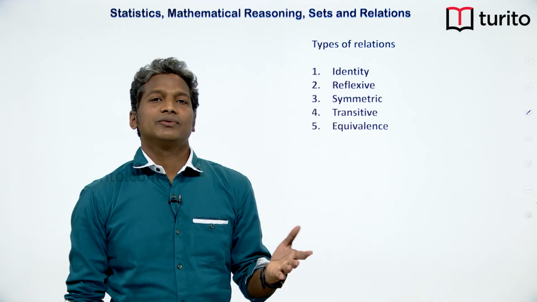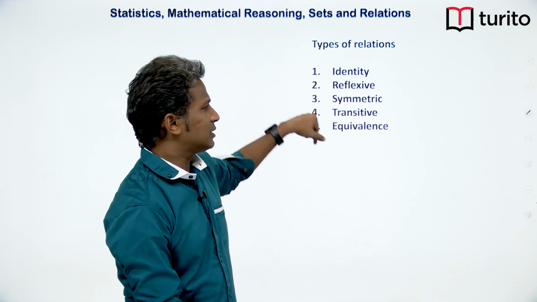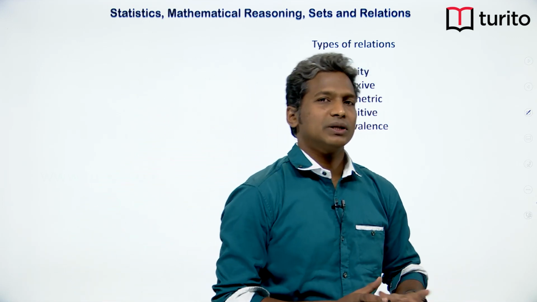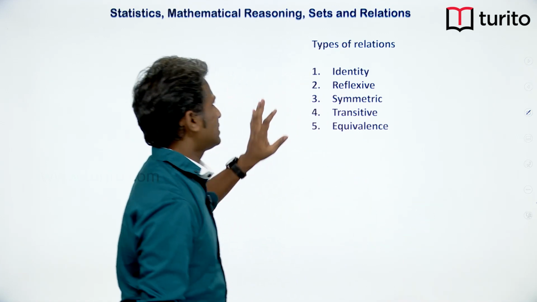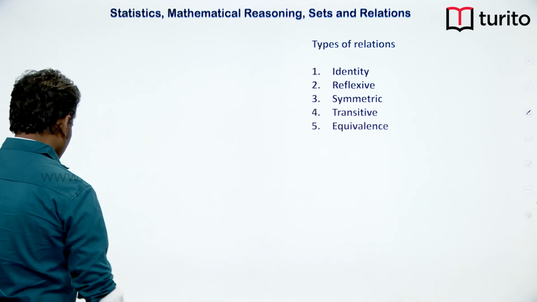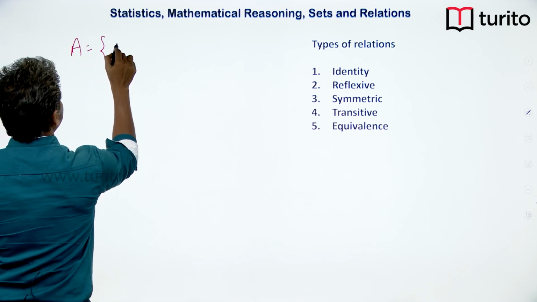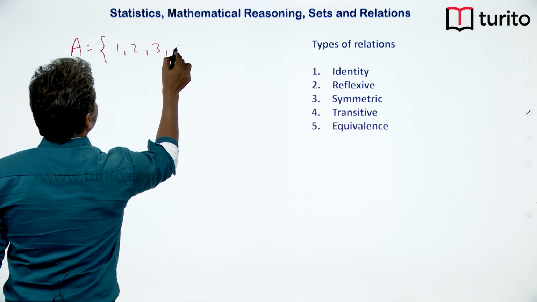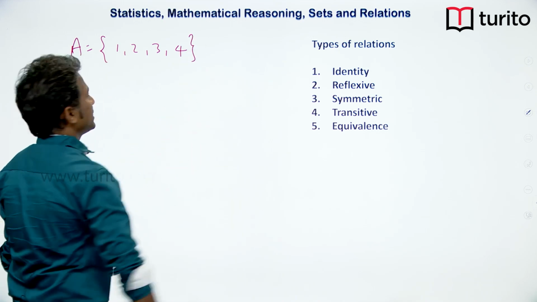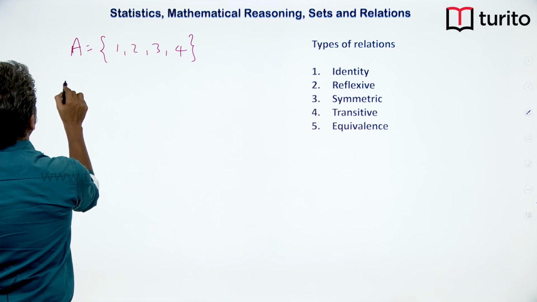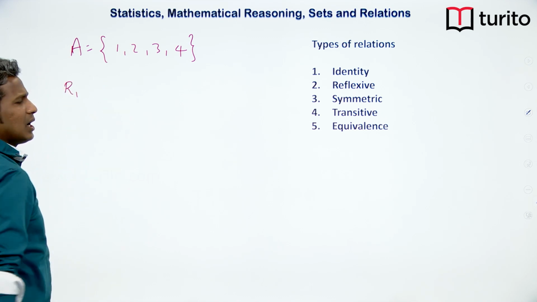The other type of questions come from the types of relations. Okay. So it is necessary that we understand what are these types. So let us take a set and try to understand this. Suppose let us say I take a set A as 1, 2, 3, 4. Let us say this is my set. And let us say I take an example of a relation R1.